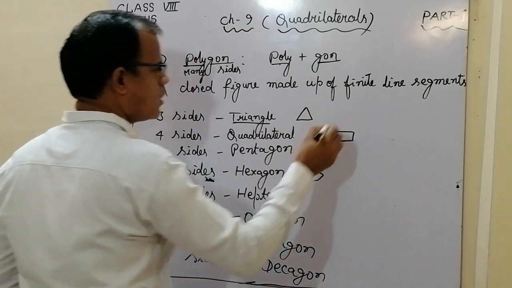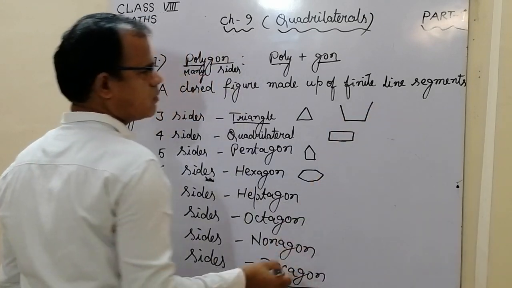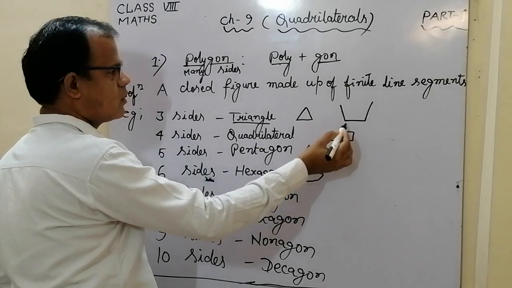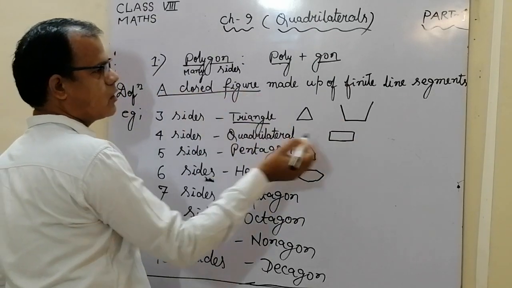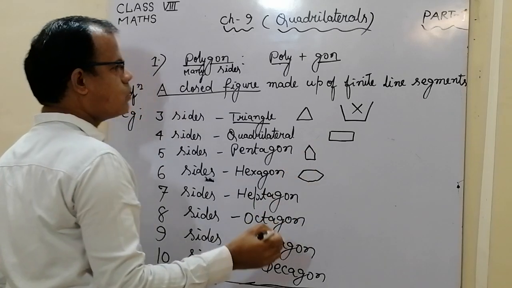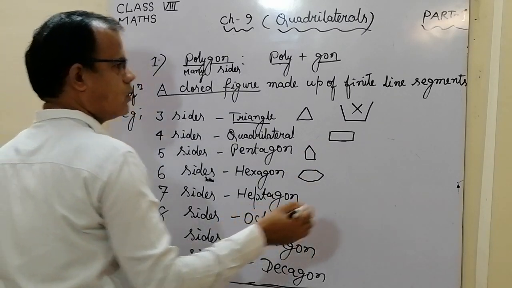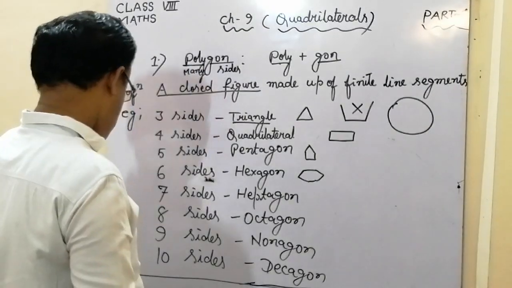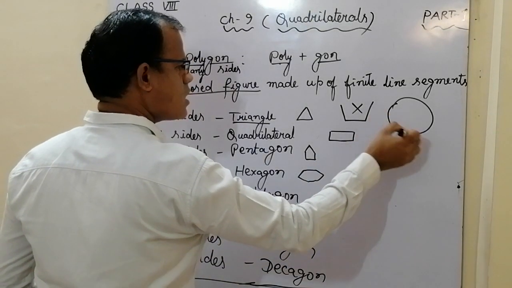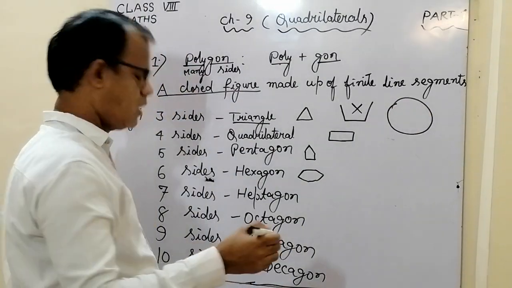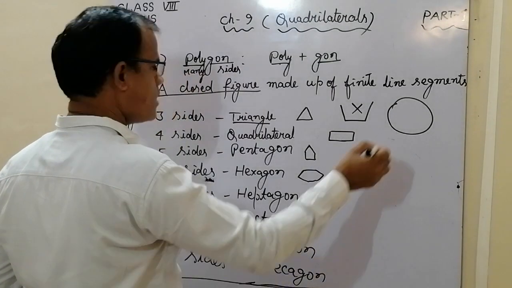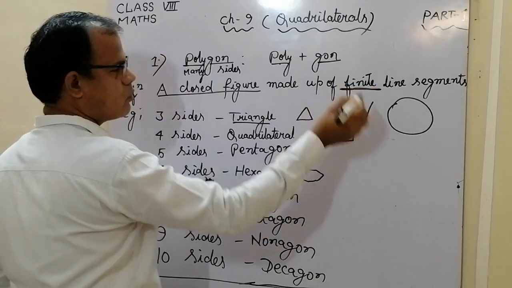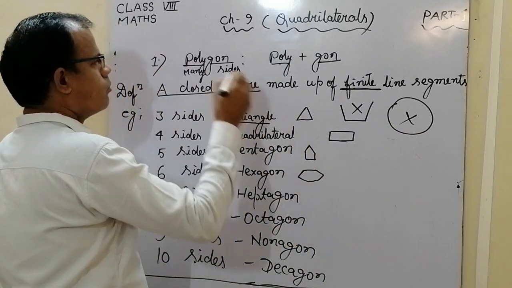But is this a polygon? This figure is also made up of three sides. No, because it is not a closed figure, so this is not a polygon. Is this circle a polygon? No, because this circle is made up of infinite line segments, and here we require finite line segments. So this is also not a polygon.